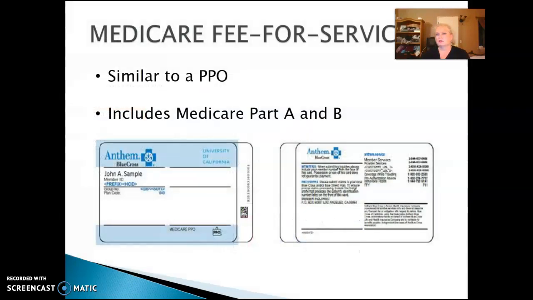There's also Medicare fee-for-service plans. These are going to be your PPO plans. And again, they're Medicare Advantage plans. And all of your benefits get rolled over into the PPO, so you just bill the PPO.